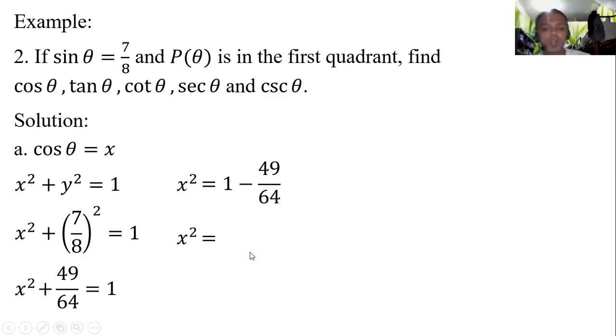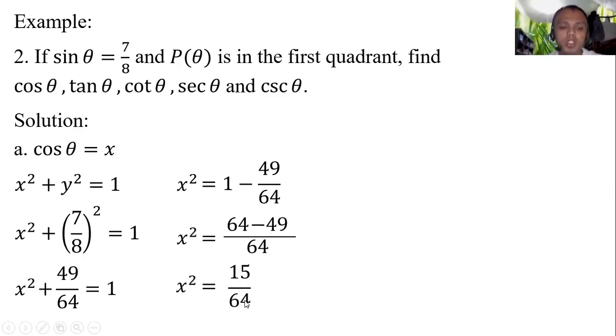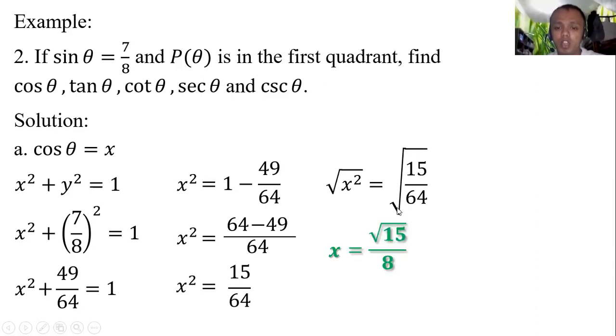Get muna yung lowest term para makuha natin. Lowest term is 64 times 1 is 64 minus 49. Then we have 15 over by 64. Get the square root of both sides. What is the square root of x squared? We have x. Square root of 15 over square root of 64, which is 8. So ito yung magiging cosine natin, since your x is cosine theta.